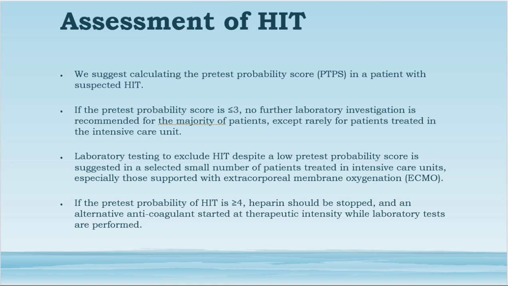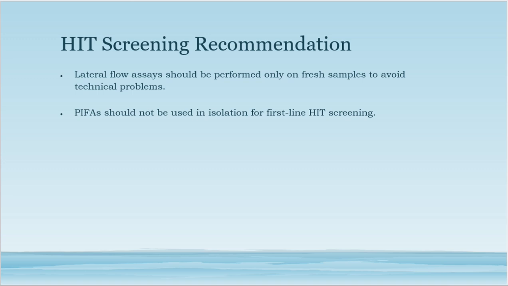If the pretest probability of HIT is greater than or equal to 4, heparin should be stopped, and an alternative anticoagulant started at therapeutic intensity while laboratory tests are performed. Screening recommendations. Lateral flow assays should be performed only on fresh samples to avoid technical problems. PAFAs should not be used in isolation for first-line HIT screening.